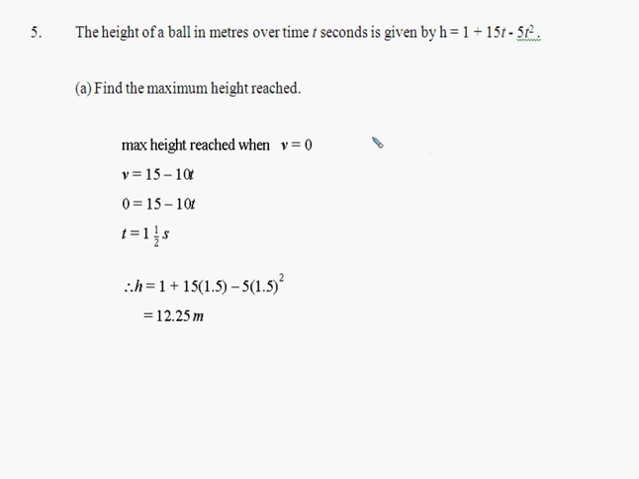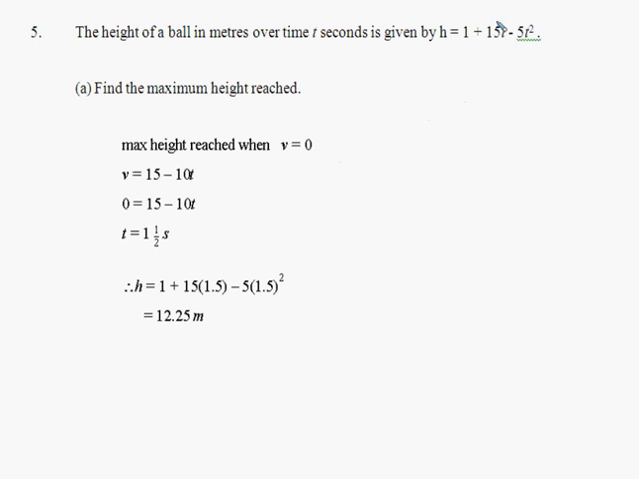This time we've got a ball, and its height, so how far it travels away from the ground, is given to us by this function. Its maximum height: if you think about a ball and it goes up, it reaches its maximum height when it stops. So when something stops, its velocity is zero, and then it starts to move in the other direction. So its maximum height can be achieved when the velocity is equal to zero.